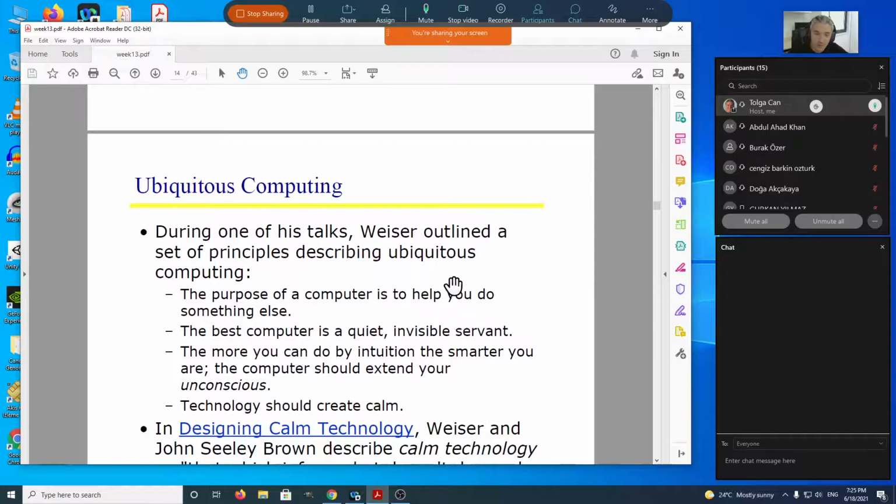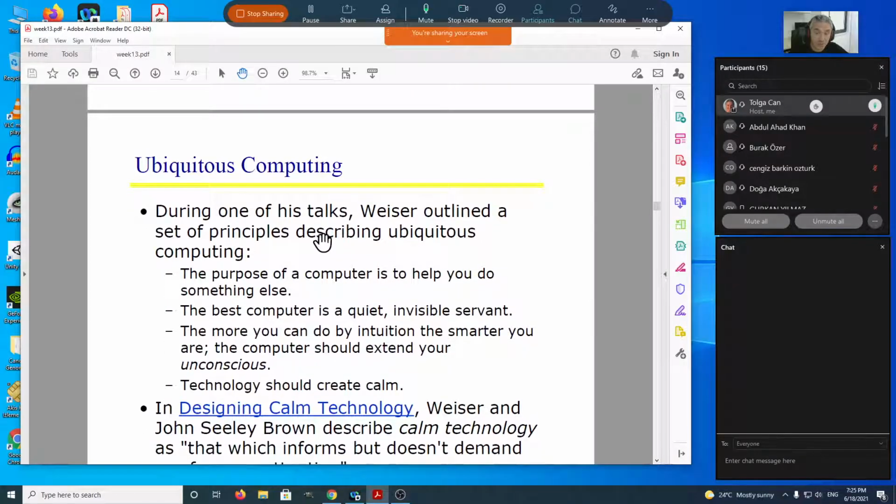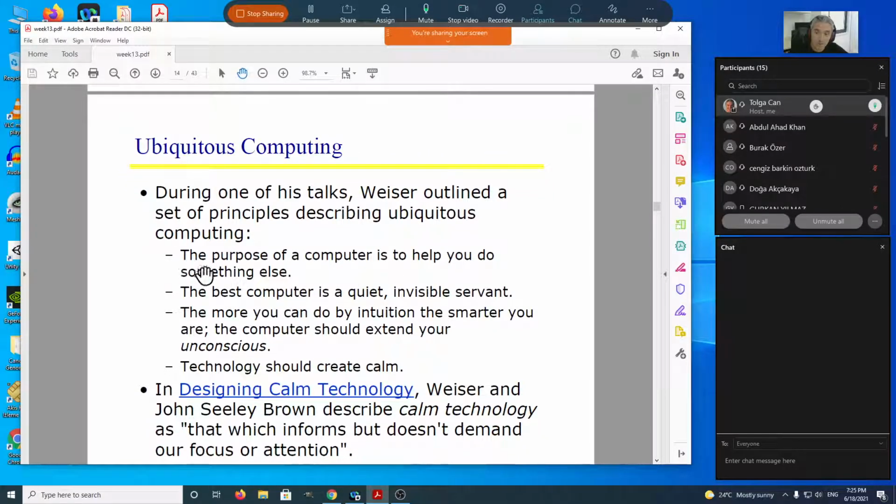So in one of his talks, Mark Weiser outlined a set of principles describing ubiquitous computing. One of those was that the purpose of a computer is to help you to do something else. Especially in 1988 or so, to use computers you had to be trained a lot. It wasn't available for everybody. Using the computer was maybe the main task in those days.